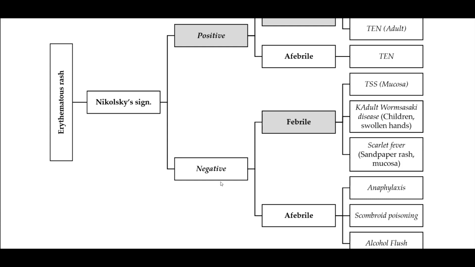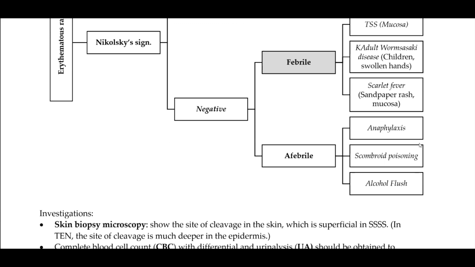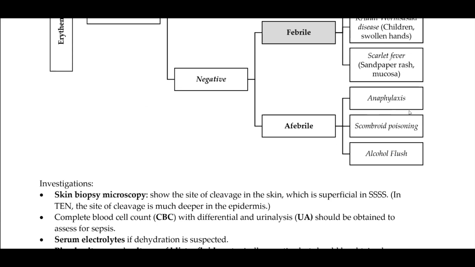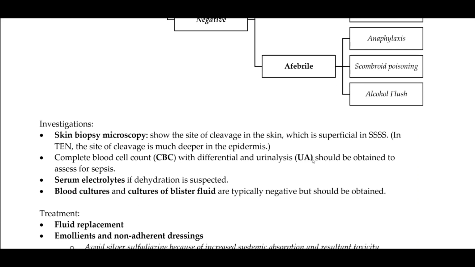If Nikolsky is negative and the person is having fever, then it could be toxic shock syndrome involving mucosa also. It could be Kawasaki disease with children and swollen hands, and scarlet fever, that is sandpaper rash. Mucosa afebrile: anaphylaxis, scombroid poisoning, and alcohol flush. In these three conditions, there is no fever.